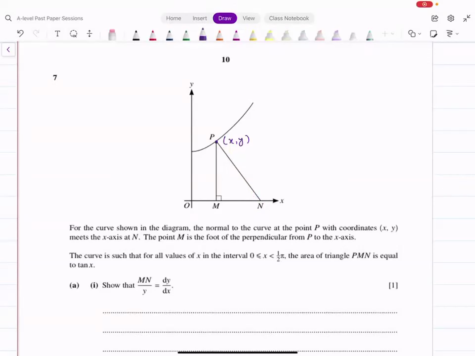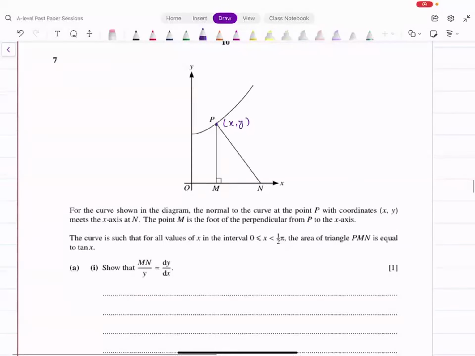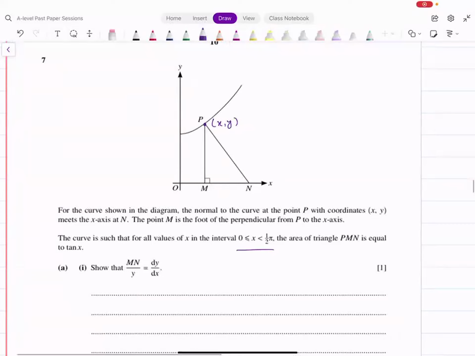Okay, now what do you have to do? The point M is the foot of the perpendicular from P to the x-axis. So you can see that here as well. If you draw a perpendicular from P to the x-axis, you get this point M. Now the curve is such that for all values of x in this interval, the area of the triangle PMN is equal to tan x. Now that's an important piece of information. Let's write it down here: area of the triangle PMN is equal to tan x. This is one piece of information it gave us.